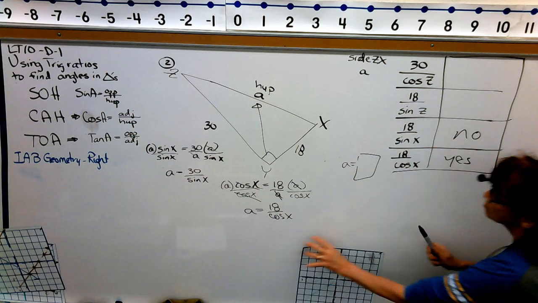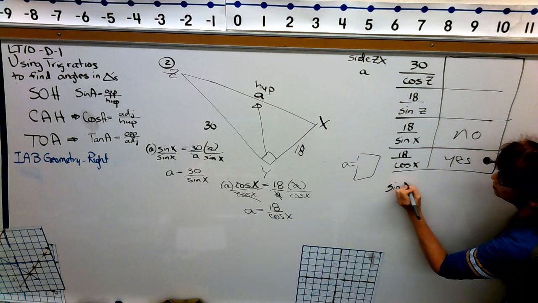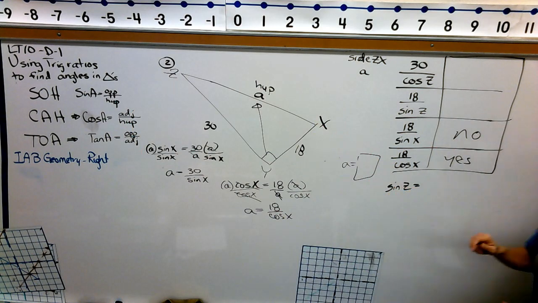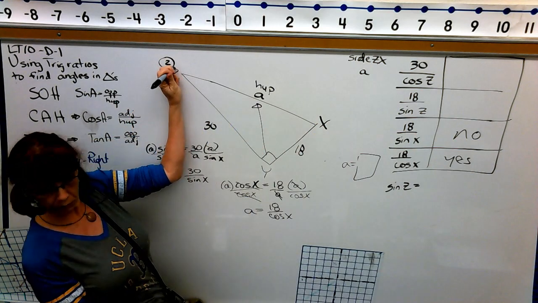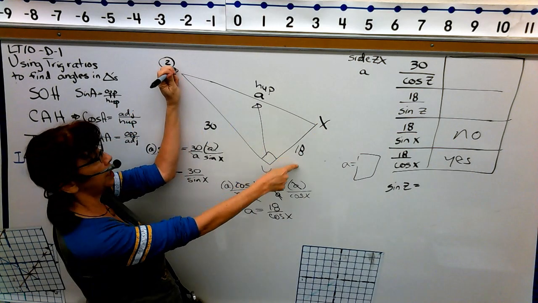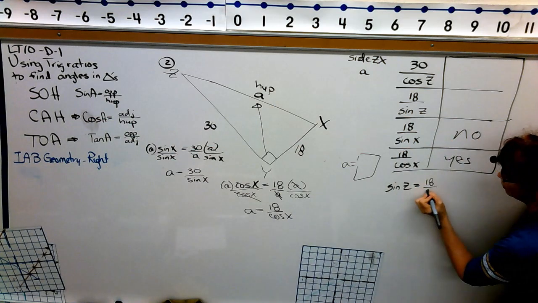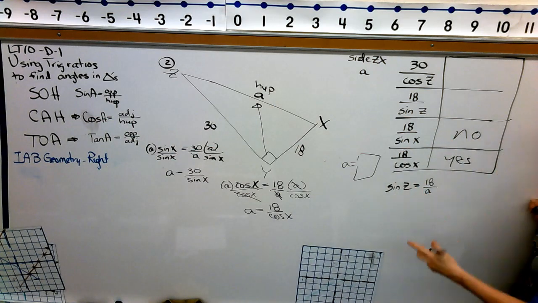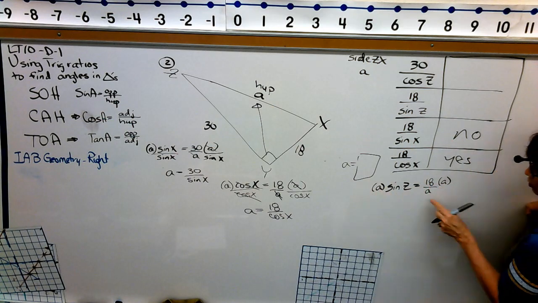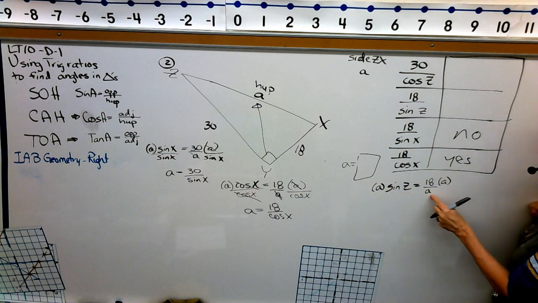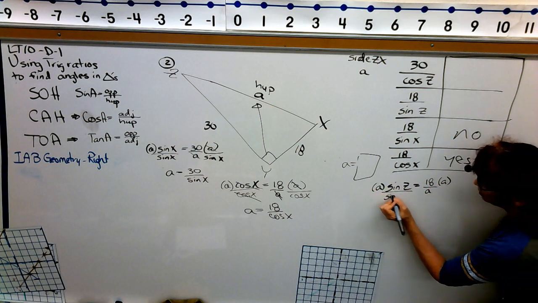You might already see the pattern here, but I'm going to go slow and do it anyway. I'm multiplying both sides by A to get rid of the A in the denominator, and dividing both sides by sine of Z to move the sine of Z. That gets plain old A equals 18 over sine of Z. 18 over sine of Z, yes.